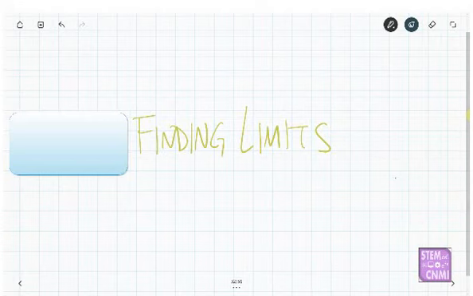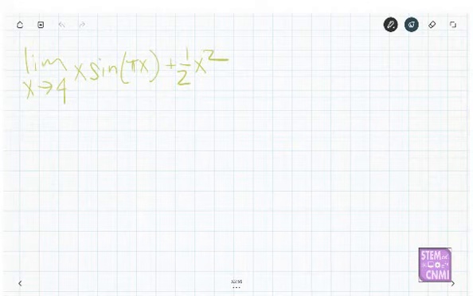So this is the conclusion of our discussion on limits, and I'm going to close it by looking at a few examples that summarize everything we've been talking about. So let's look at this example. We're going to find the limit as x approaches 4 of x times sine pi x plus 1/2 x squared.